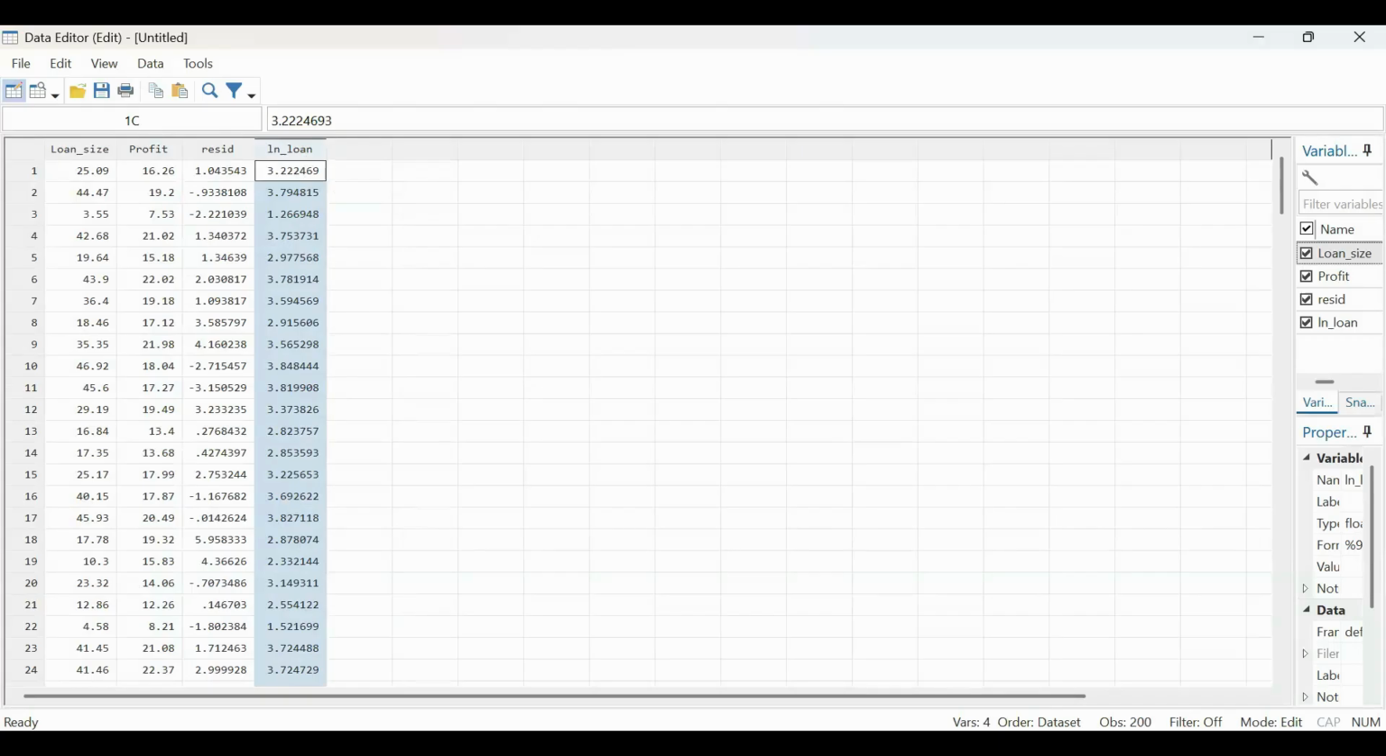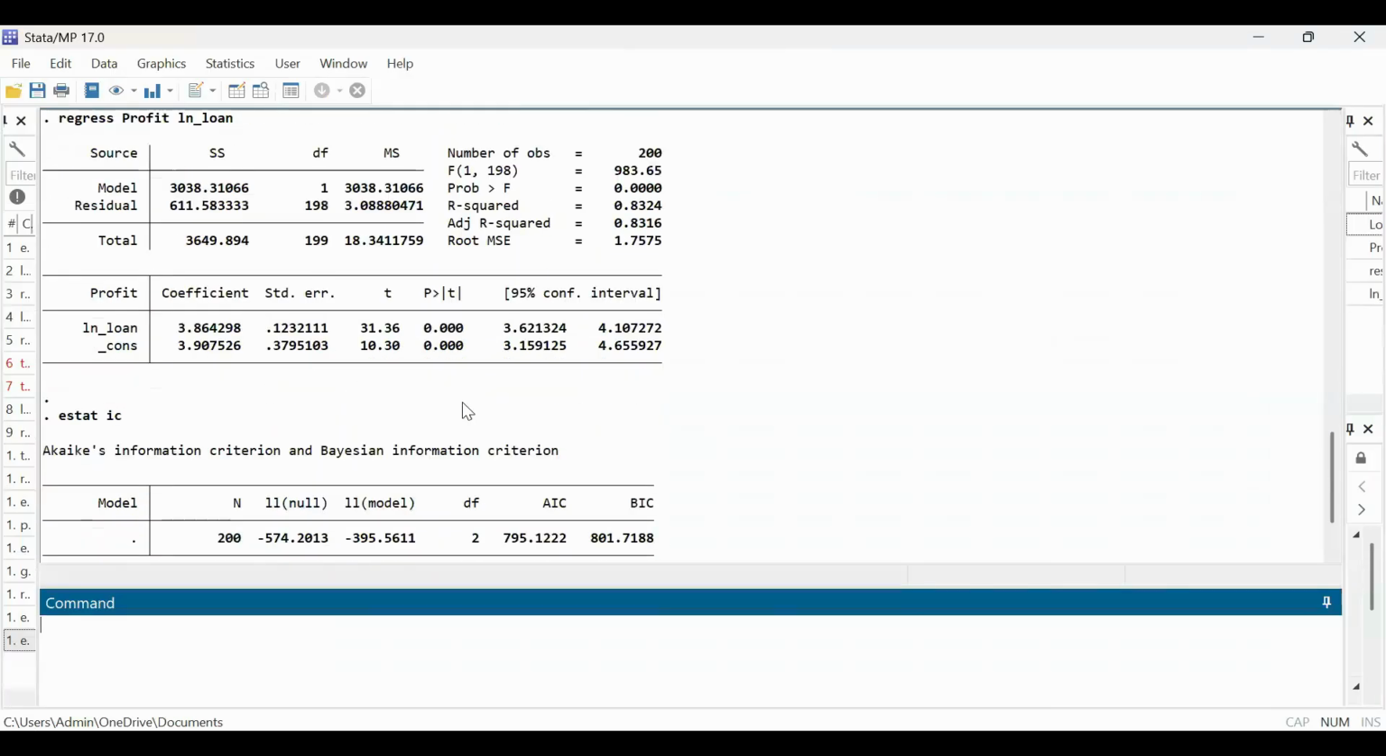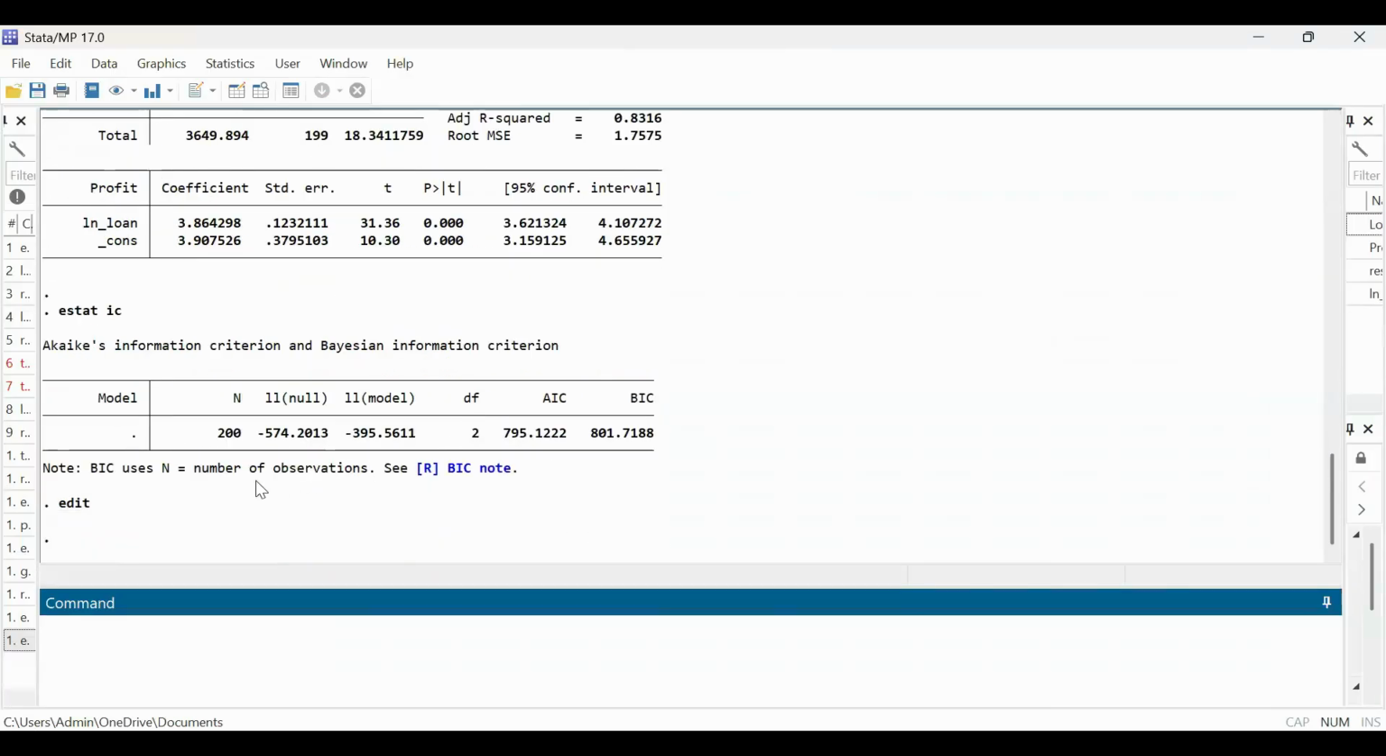When you go into the command window, you see the results. So these are the results for the regression that we did.